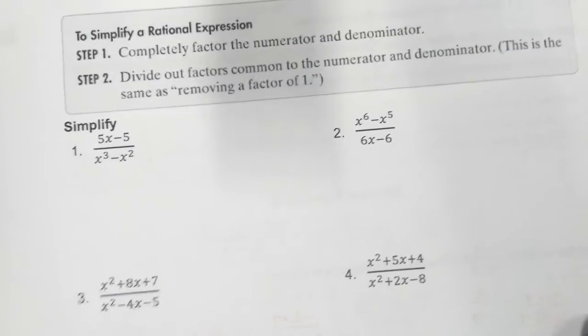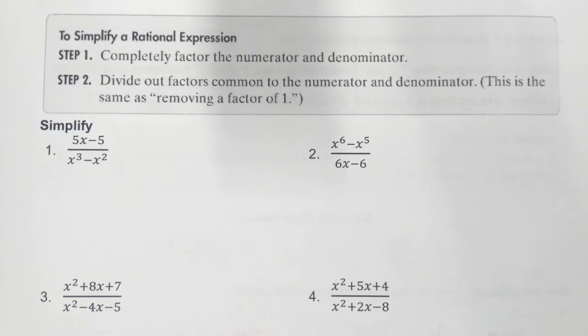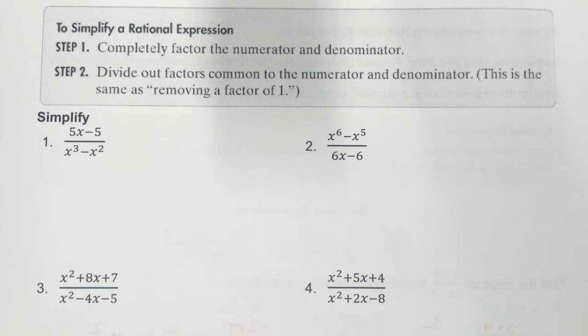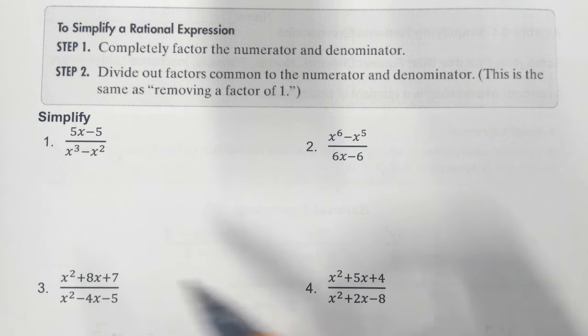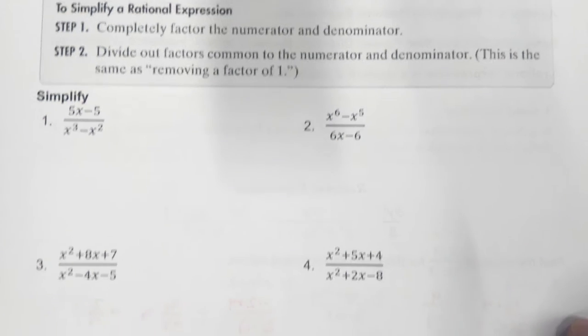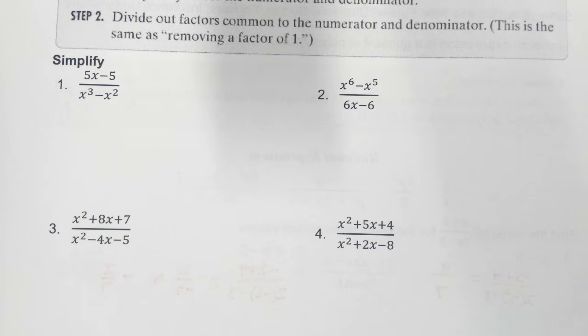The last type of problems, and the most common type you're going to see, is simplifying a rational expression. To do that, there are 2 steps. First, completely factor the numerator and denominator. Second step, divide out factors in common. In other words, if there's something that matches on top and bottom, cross them out and then write what's left, and there you go, you've got your fraction that's simplified. So let's look at these examples.